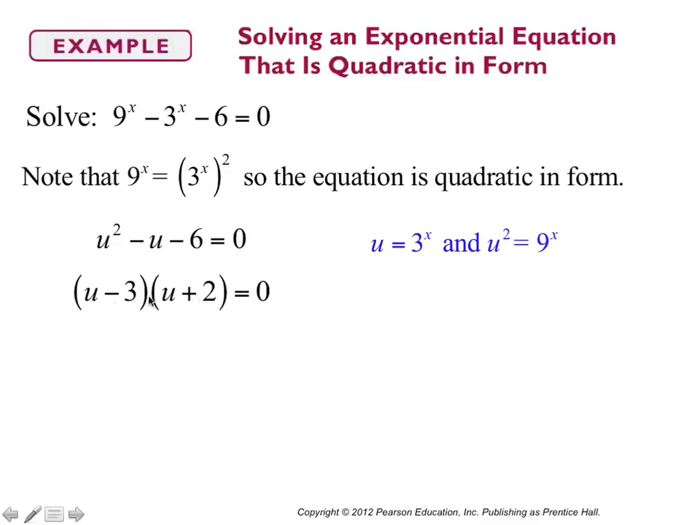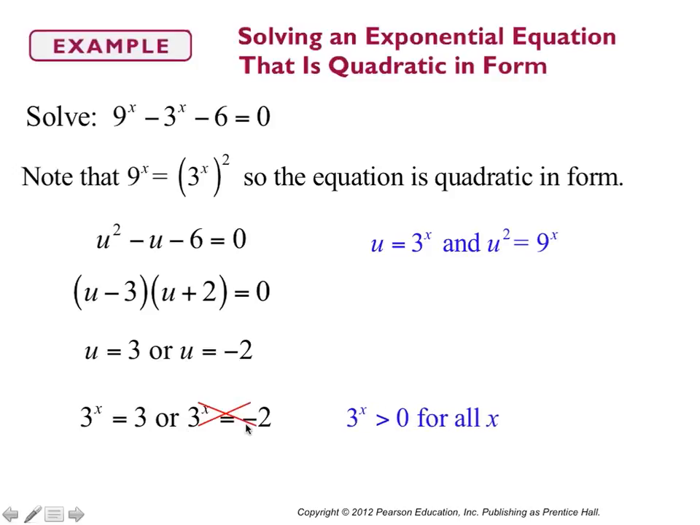So this one you can factor. It's going to factor into u minus 3 times u plus 2. And then we just solve it. You get u equals 3 or u equals negative 2. And then all you need to do is plug that back into your original substitution. So we know that u equals 3 to the x power. If u equals 3, I would have 3 equals 3 to the x power. Or I'd have negative 2 equals 3 to the x power. And this one's not going to work because 3 to the x is going to be greater than 0 for all x's. So I'm just going to have 3 to the x equals 3. And if you think about that, if 3 to the x equals 3, then x has to equal 1.